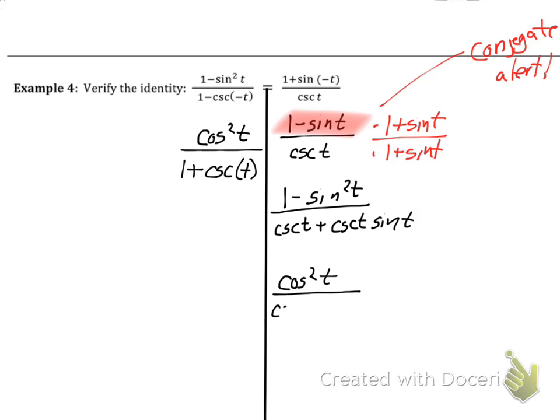So I'm going to leave that as cosecant t, plus I'm going to change that cosecant to 1 over sine t times sine of t. Well, if I have 1 over sine t times sine t, what does that equal algebraically? It just equals 1. So that means that we're going to have cosine squared t over cosecant t plus 1.